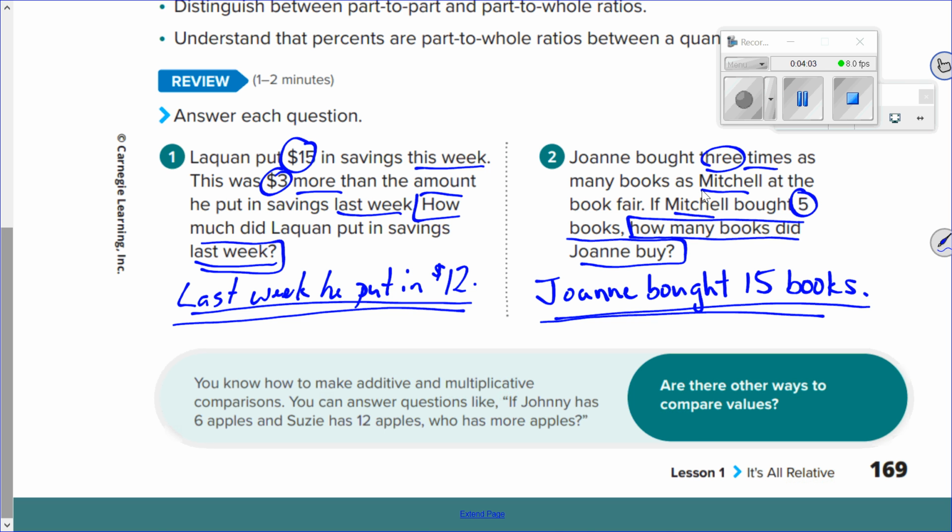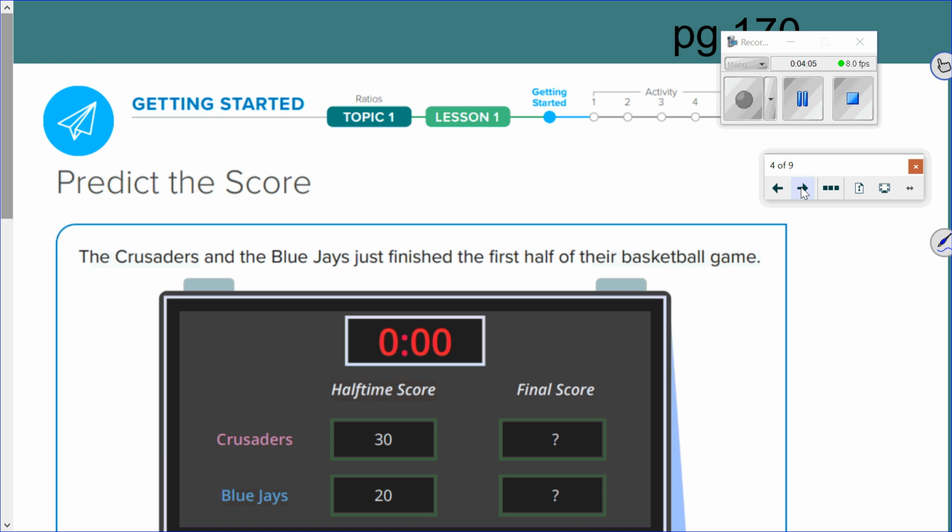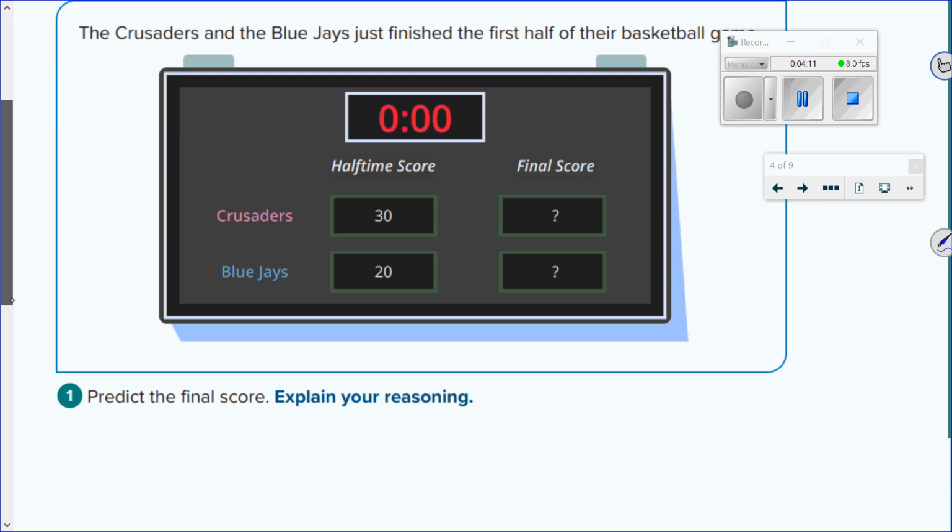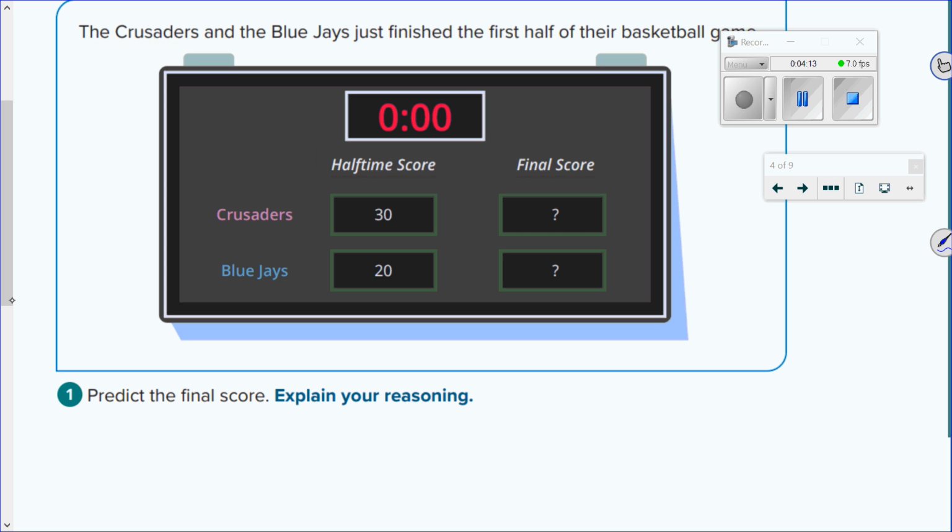Okay, so we're not going to worry about the bottom on this one. Let's go ahead and turn the page. Here, we've got a basketball game going on. Crusaders and Blue Jays just finished the first half. They've given us a screenshot of the scoreboard. All I want you to do is predict the final score, but explain how you got there. So I'll let you work as a table on this one. You can talk to each other, figure out what you think the final score will be, or you can do it by yourself. But in either case, make sure you include your reasoning. So I'm going to give you like 5 minutes because you have to reason this as well.